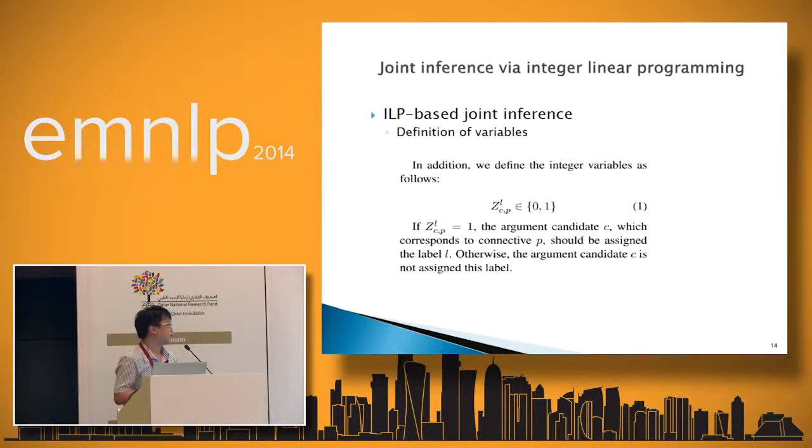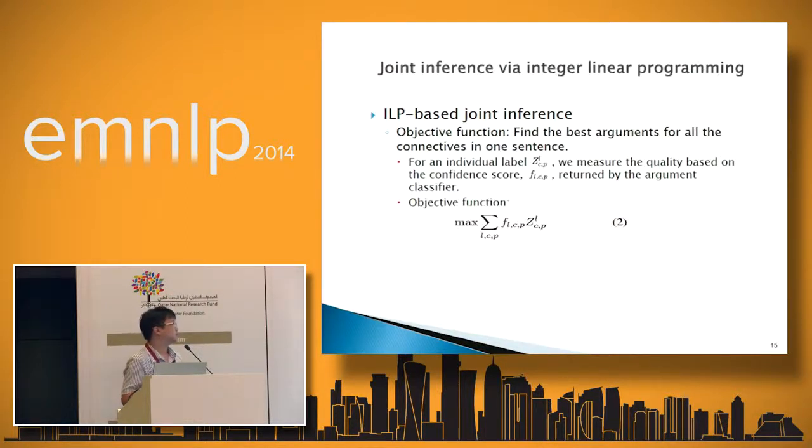In addition, we define the integer variable set c_pl, which is either 0 or 1. If it is 1, then the argument candidate c, which corresponds to connective p, is assigned the label l. Otherwise, it is not assigned the label. For the objective function, basically we want to find the best arguments for all the connectives in one sentence. For each label, we have a weight or confidence score that is obtained using the argument classifier described in the previous section. The objective function will try to maximize this formula, where this is the weight obtained from the argument classification, and this is the integer variable that we defined in the previous slide.